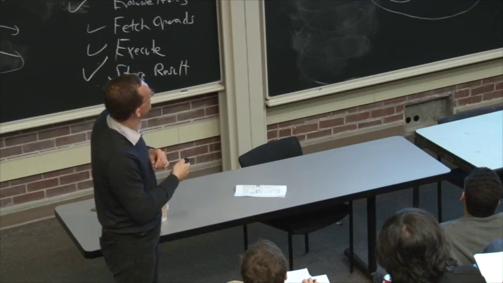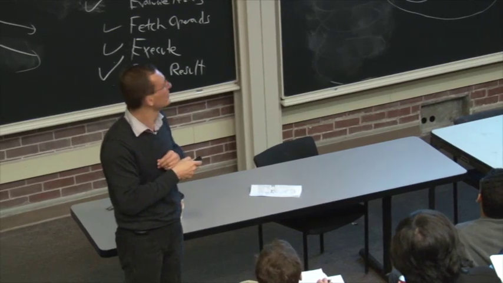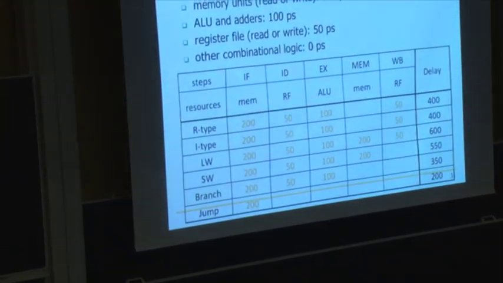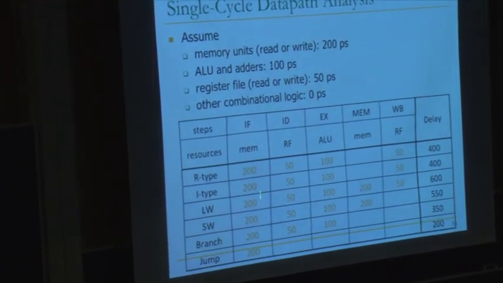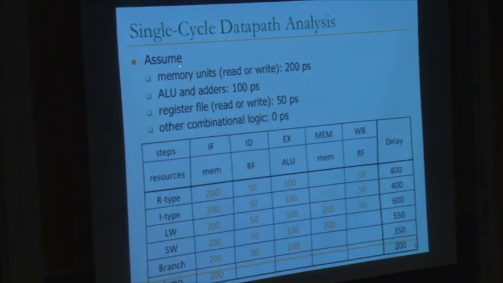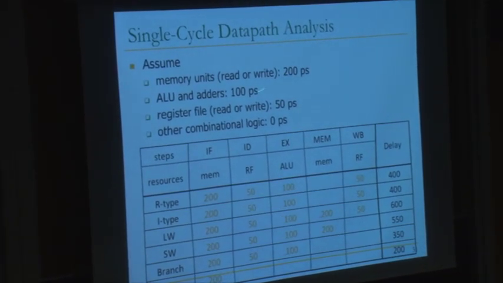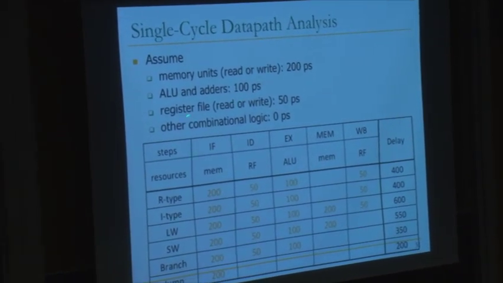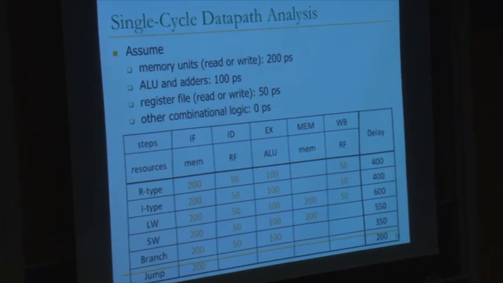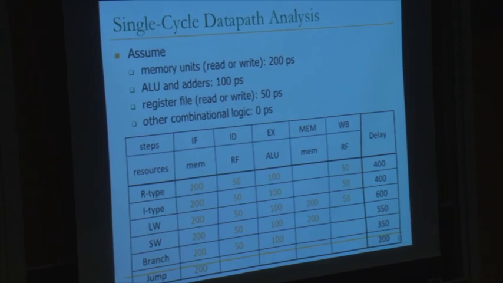Do each of these above phases take the same time to process all instructions? No, right? It's different. So let's take a look at the analysis of the data path. Even this is not going to be realistic for the design that we made. Assume that memory units take this much, ALU and adders take this much, register file takes this much, and assume that other combinational logic is 0 latency, which would be nice to have.